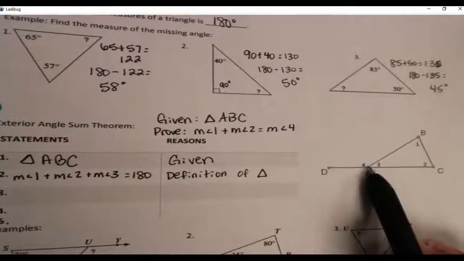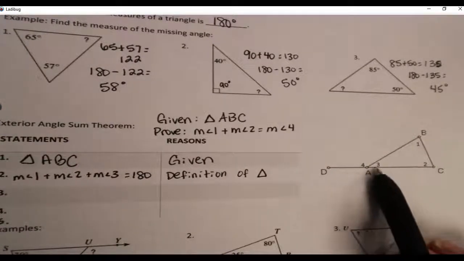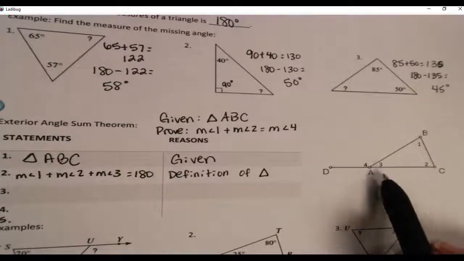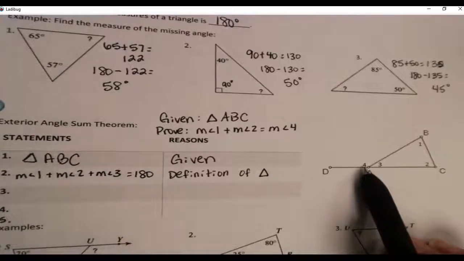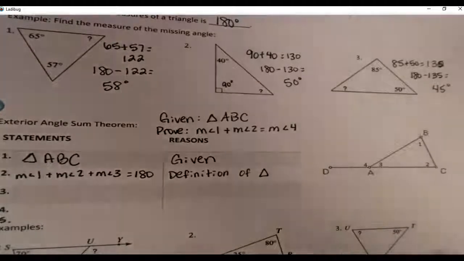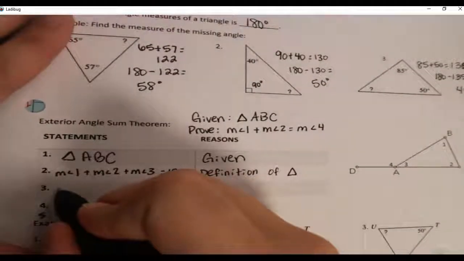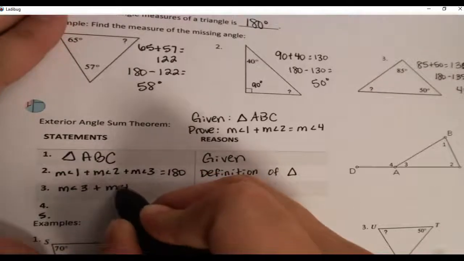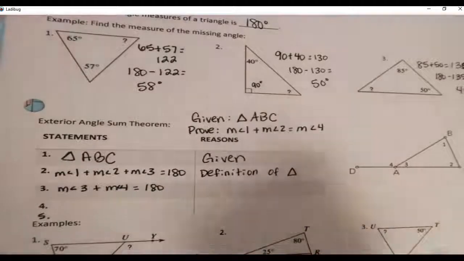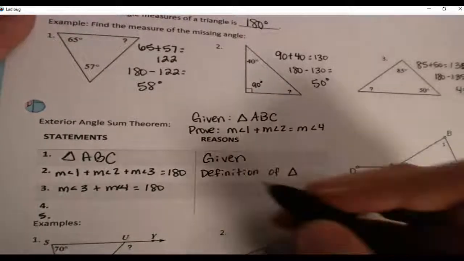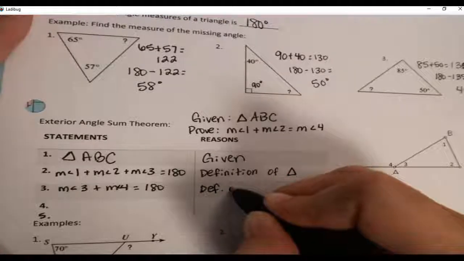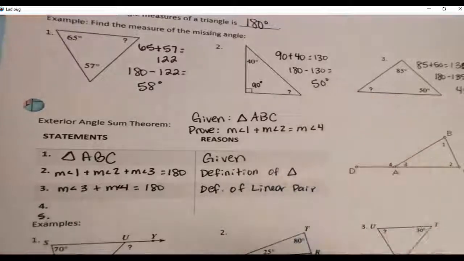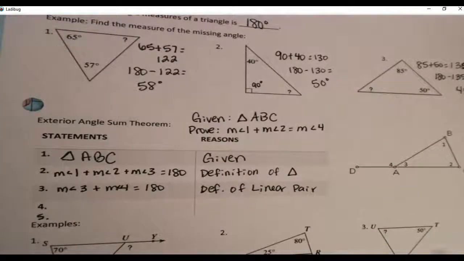Well, if I look at this, what do I know about 3 and 4? Good. So they also equal 180 because they're a straight line. So I could say the measure of angle 3 plus the measure of angle 4 also equals 180 because they're a linear pair. So definition of a linear pair.